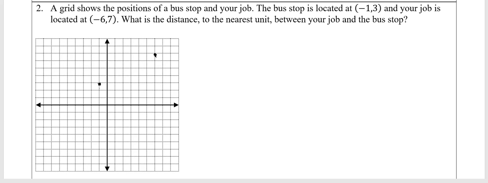Alright, we need to find roughly that distance. Now, what they're going to tell you to do is use the distance formula. I get it. But, wait, what?